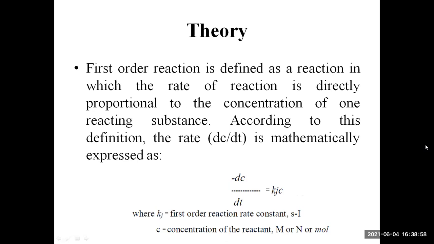Theory behind this experiment: a first order reaction is defined as a reaction in which the rate of reaction is directly proportional to the concentration of one reacting substance. According to this definition, the rate is mathematically expressed as minus dC upon dt is equal to kC, where k is the first order reaction rate constant and C is the concentration of the reactant, in M or N or mole.